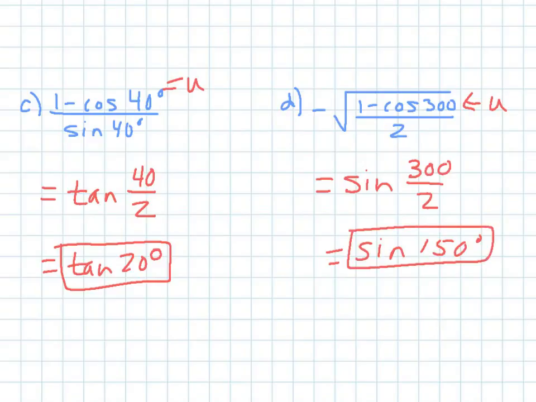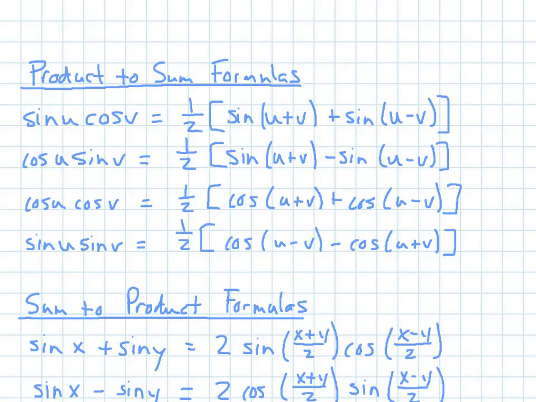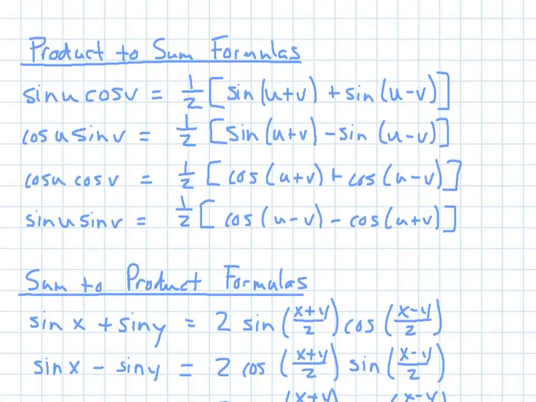Okay. Now let's introduce the product to sum formulas and sum to product formulas. Here in class we'll prove a couple of these just so you can see where they come from. But sine of u times cosine of v equals 1/2 times sine of u plus v plus sine of u minus v. And then all the other ones are kind of similar. They have a little different iterations, like different minus signs. Looks like in the last one they switch spots, and it's minus.